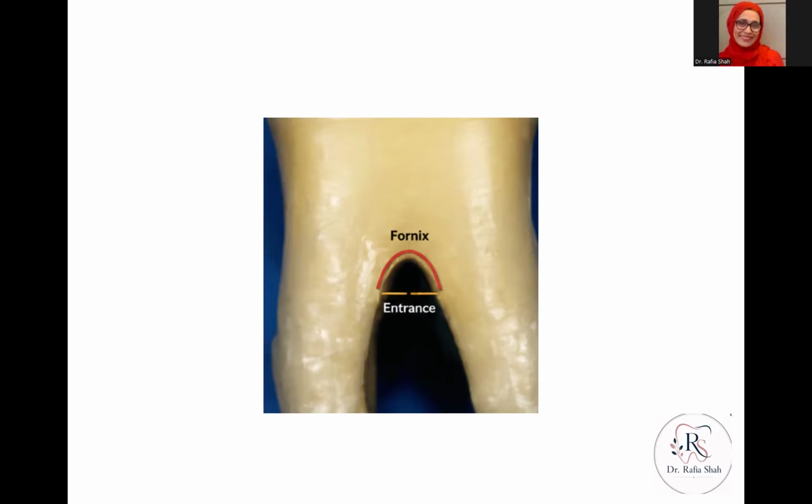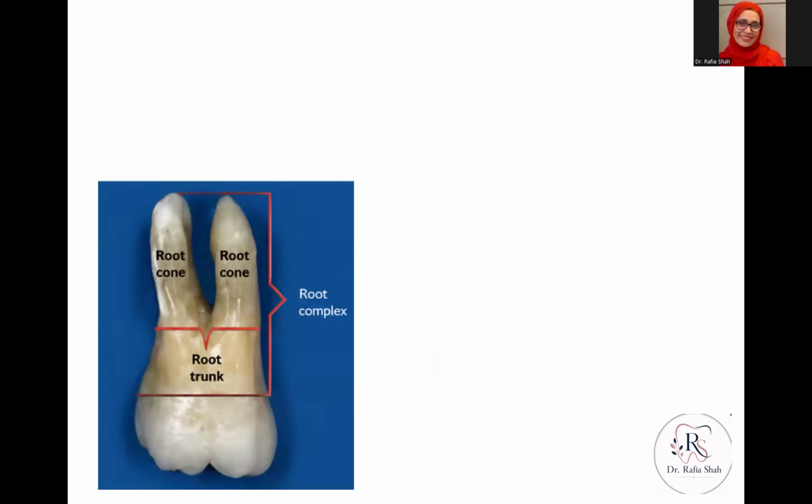But what if the problem exists, like periodontal disease occurs? This bone, which was present over here, starts to resorb, leading to invasion of this region, and that is called furcation invasion. We'll be talking about it in a later video. So root separation, and that was the fornix and entrance.